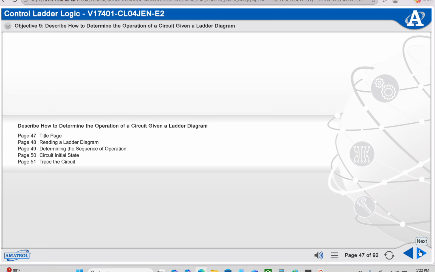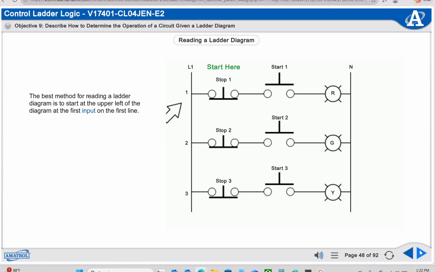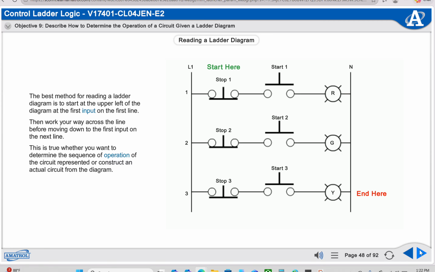Describe how to determine the operation of a circuit. The best method for reading a ladder diagram is to start at the upper left of the diagram at the first input on the first line. Then work your way across the line before moving down to the first input on the next line. This is true whether you want to determine the sequence of operation of the circuit represented or construct an actual circuit from the diagram.